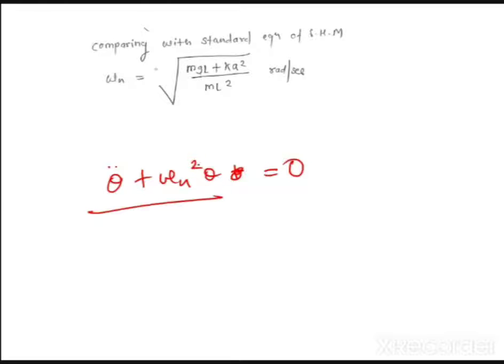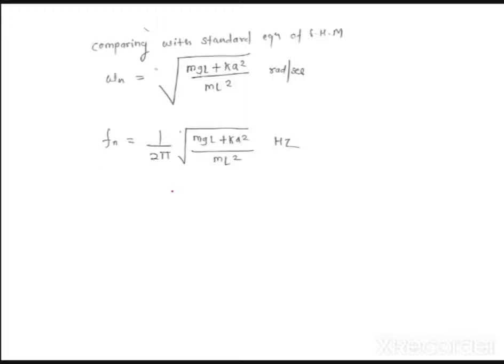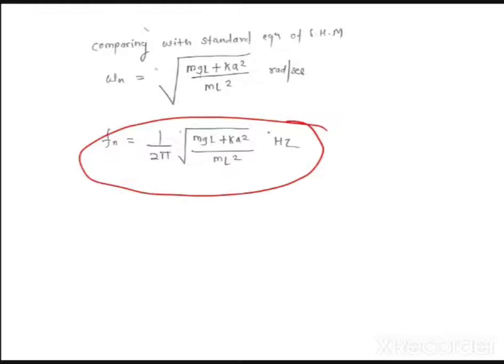From this I am getting ωn² equal to (mgl + k²) upon ml², and finally you get fn equal to 1 upon 2π times the square root of (mgl + k²) upon ml². Now message me, have you understood how to solve the problems of a simple pendulum?